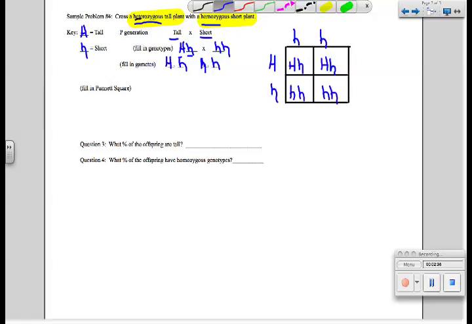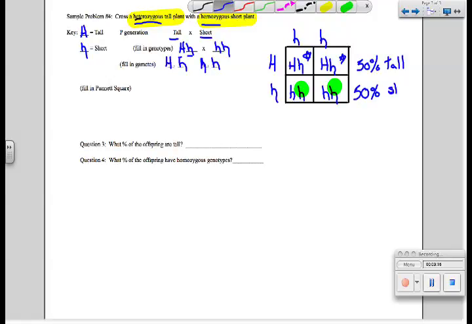Let's analyze our results. Here, which offspring look tall? To be tall, you need only one copy of the tall allele. Found here and again here. So I have 50% of my boxes are tall. To be short, you need two copies of the recessive trait found here and here. So 50% of my offspring are short.